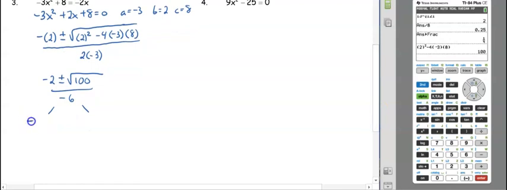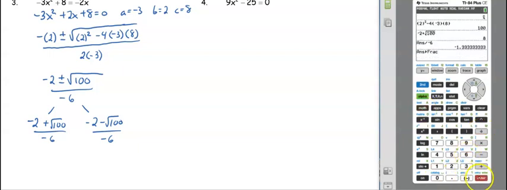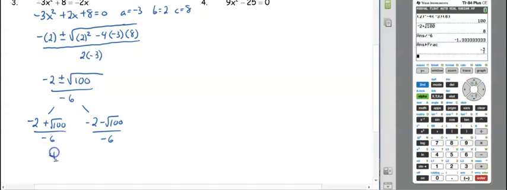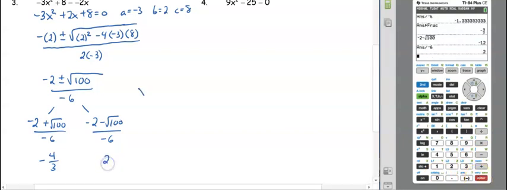We're going to split this into 2. Negative 2 plus the square root of 100 over negative 6, and negative 2 minus the square root of 100 over negative 6. So in our calculator, negative 2 plus the square root of 100 divided by negative 6. Math, enter, enter. That's going to get us negative 4/3. And negative 2 minus the square root of 100 divided by negative 6, which will get us positive 2. So x is equal to negative 4/3 and 2.